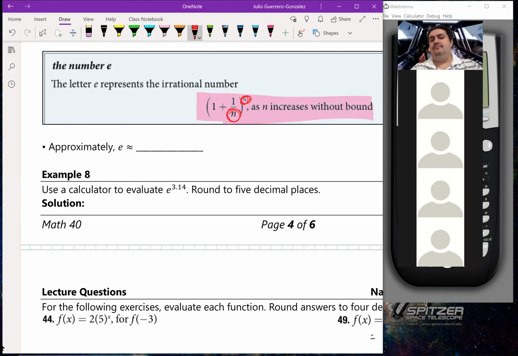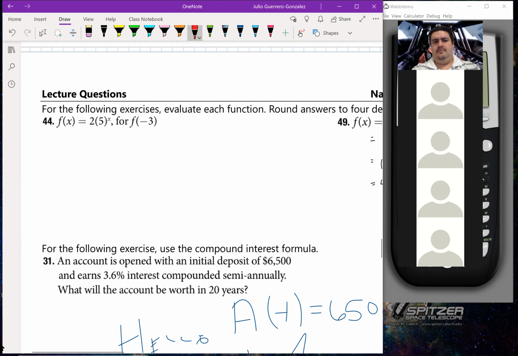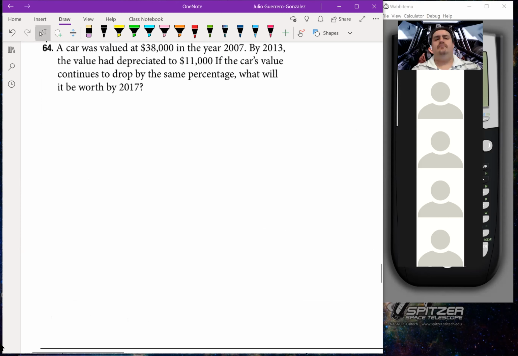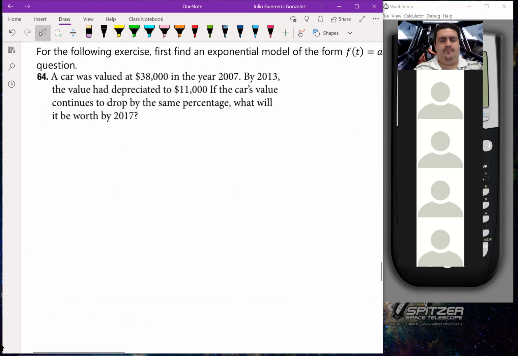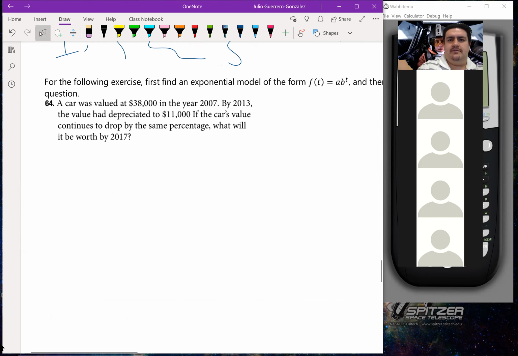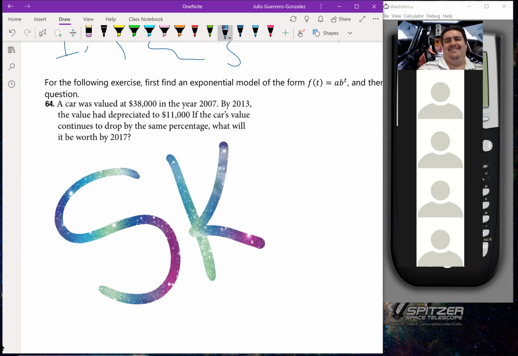So for 64, would you be doing this, where is it? Would you be doing A equals P(1 + r/n) for that one? Oh, no, not this one. Actually, you know what? I didn't show you guys how to do this one. So guess what that means? You get to do it for us. Or we do it together.